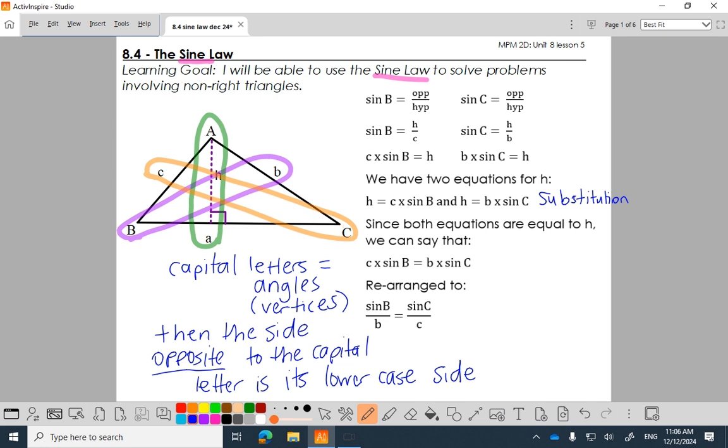Since both equations are equal to h, we can say that c times sine b equals b times sine c. Substitution. If these are both the same, then these have to both be the same. You're subbing this in for h, or subbing this in for h, either way. What does that have to do with the fraction? Then if you want to have the angles on the top and the sides on the bottom, then you rearrange. Divide by c, the c's cancel, divide by b, the b's cancel, and you would have sine b over b equals sine c over c. We don't have to rearrange it, right?